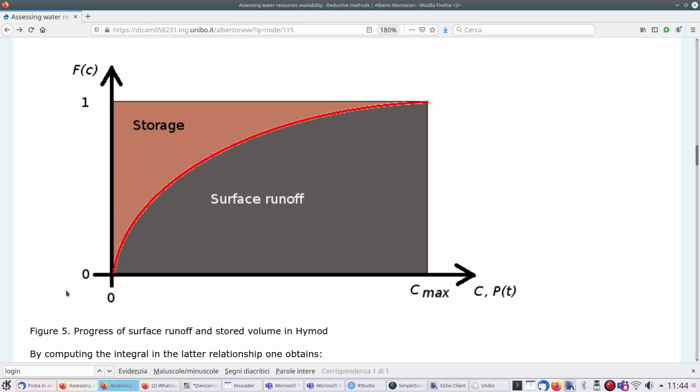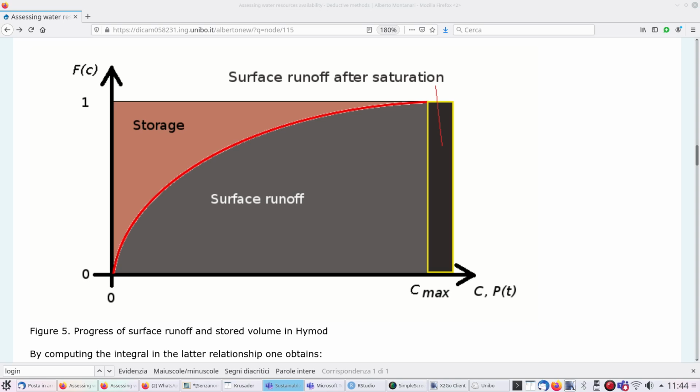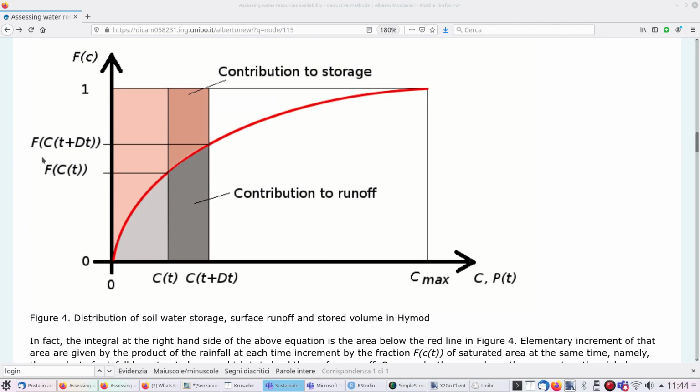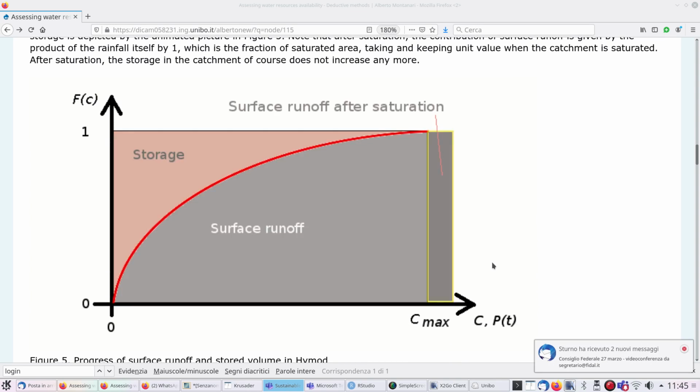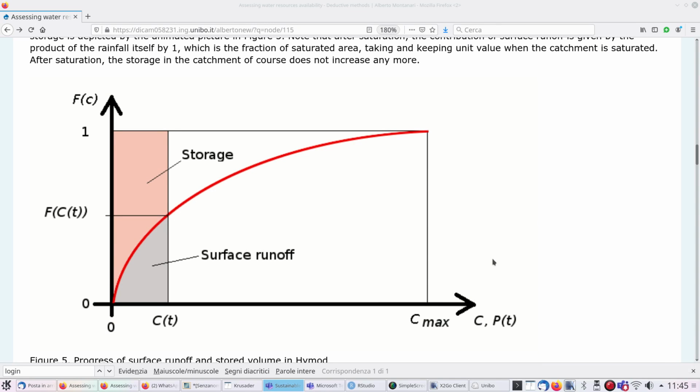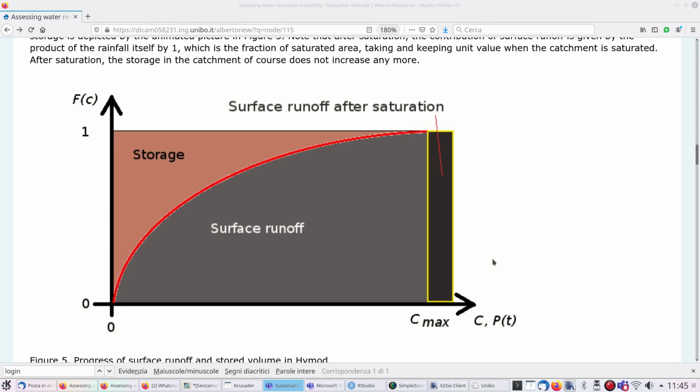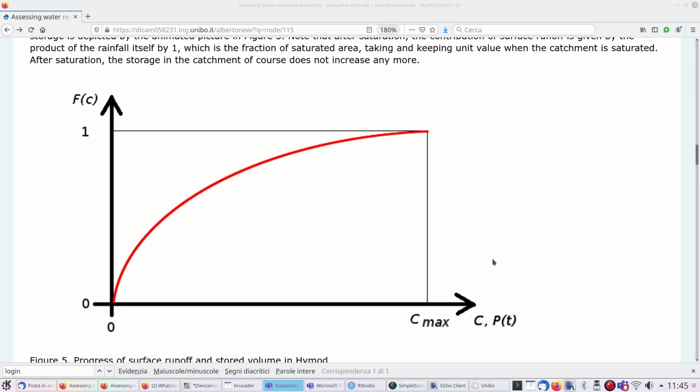Now, as I said, and this is my final consideration, let me see if you have any question. I need to look at the chat, not yet. And a final consideration is related to what happens when you get to a cumulative rainfall value that is equal to Cmax, the max storage in the catchment. At this time, the catchment is completely saturated, which means that any additional rainfall is completely converted into runoff. And this explains why you get at the end of the animation this yellow rectangle in the right part of the graph, which is just rainfall times one. The area, which is additional runoff, is rainfall times one because the catchment is completely saturated. Okay, very good.